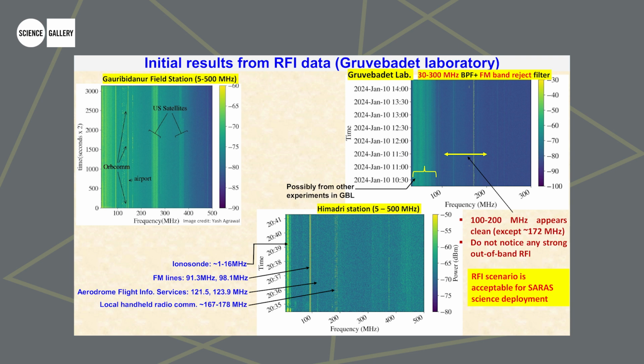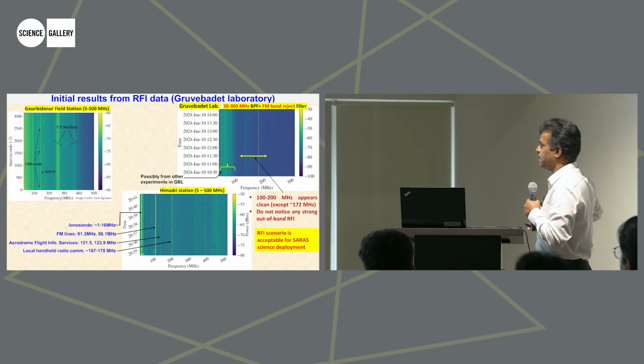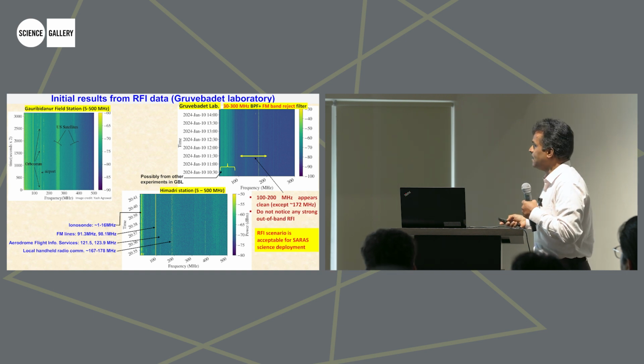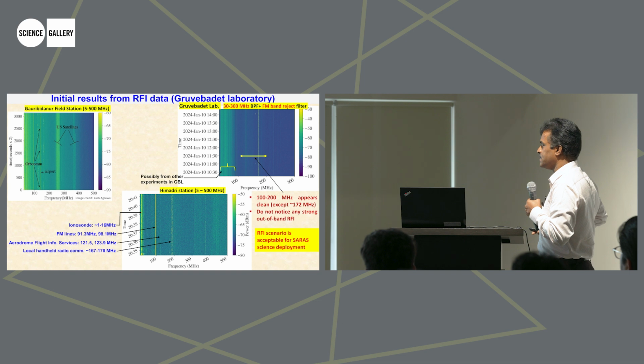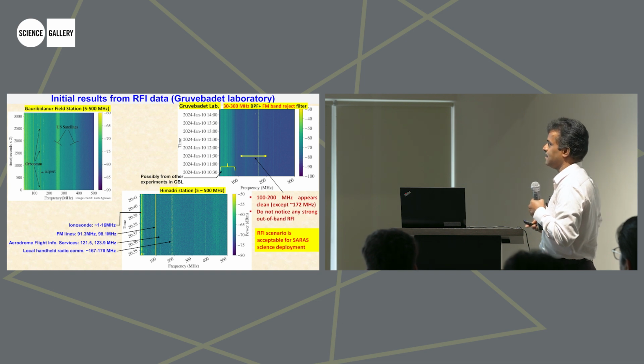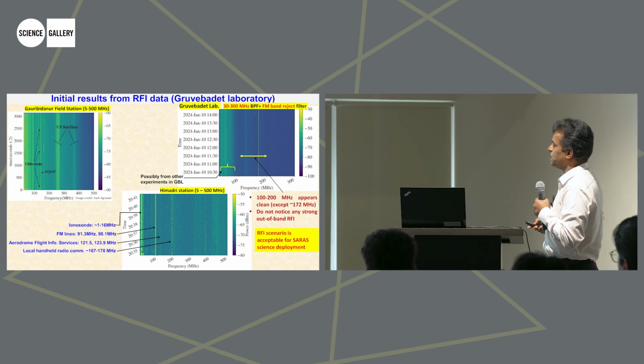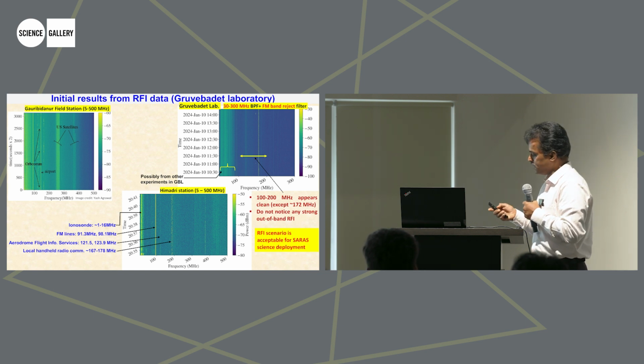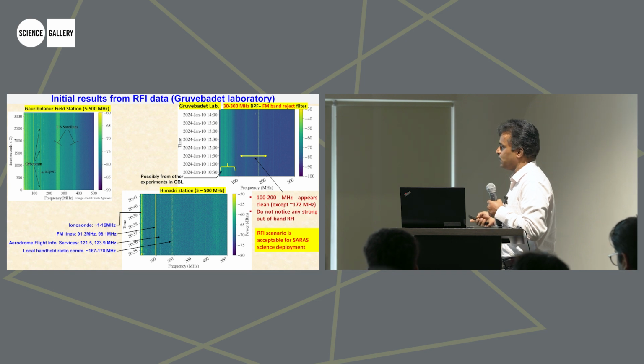We did manage to do the frequency characterization of the site, and this is again a waterfall plot from the Gruvevada lab data that we have collected. The quick conclusion is that in the frequency range 100 to 200 megahertz, which we call the upper band for SARAS operation, it is very encouraging. We do not notice any strong out-of-band interference on either side, except for one strong signal at 172 megahertz, which ranges from 167 to 172.